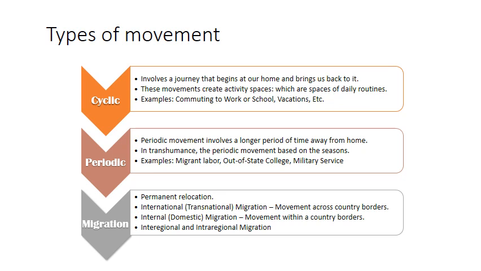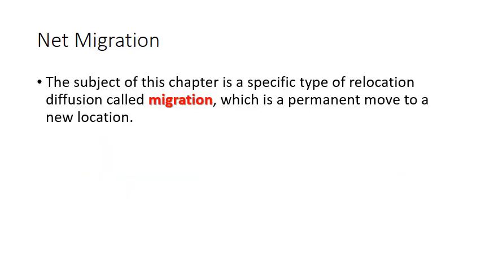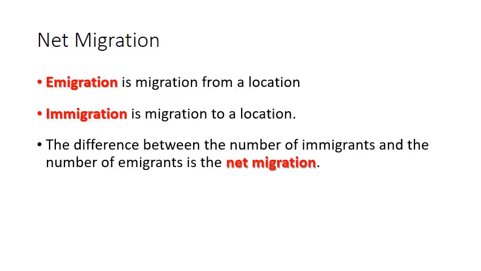If you have a college student in the family where they go off for 3 months and then come back, again, periodic movement. It's a regular movement here and there, but longer periods of time. The one we're really interested in today is migration, which is a permanent relocation. I'm not just going there for vacation or work, I am moving there permanently. And again, migration is a permanent move to a new location.